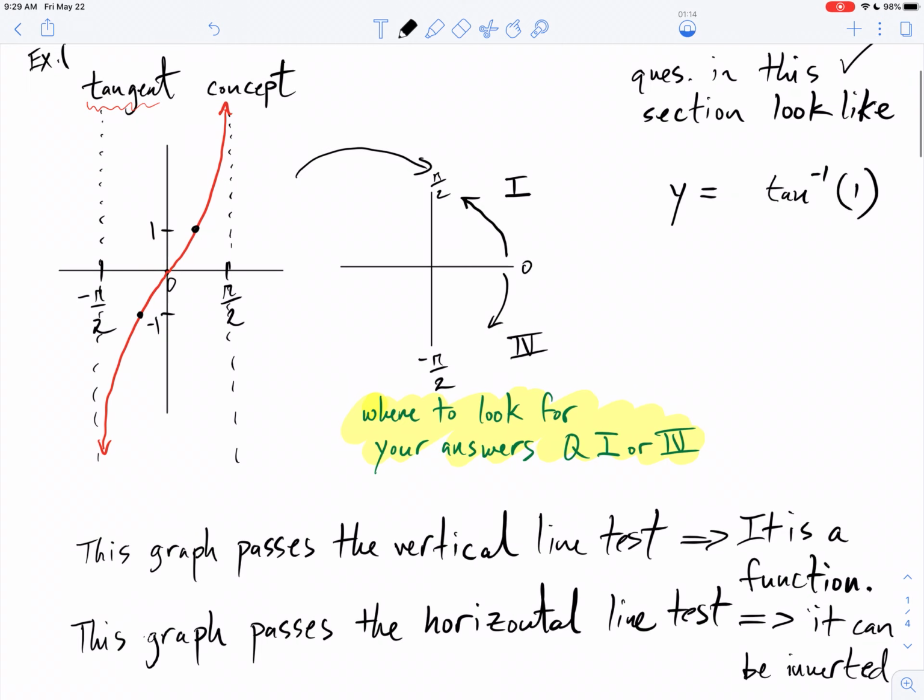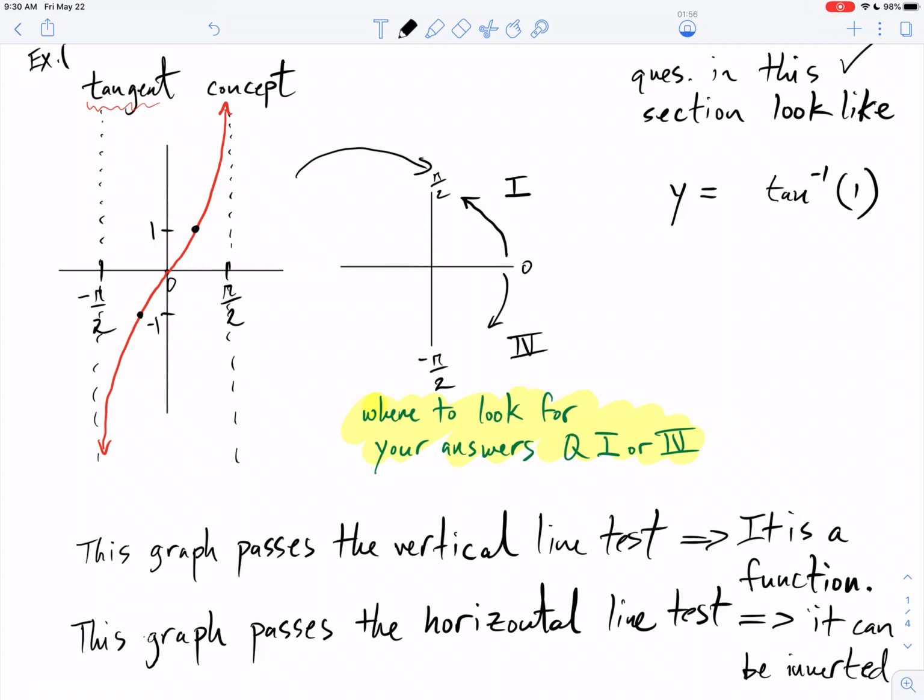The tangent, just for tangent, I can do this for any function, but these are easiest to see. So the tangent concept: if I look at a tangent graph, the first thing I know is if I drew a vertical line anywhere through that graph, I will only hit that function in one location. That means it's a function. Then, if I drew a horizontal line through it, it would only hit the graph in one location. That means it can be inverted.